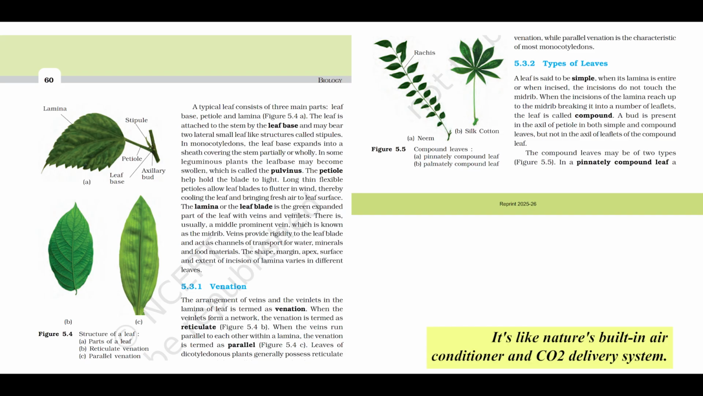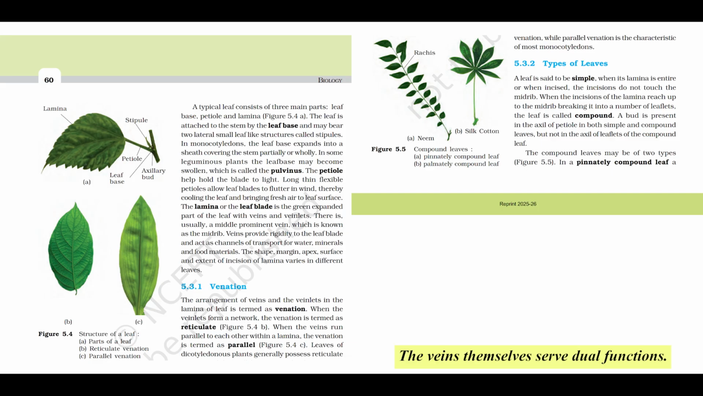It's like nature's built-in air conditioner and CO2 delivery system. Clever design. And the main part of the leaf. Finally, we have the lamina, also widely known as the leaf blade. This is the green, expanded, and typically the most prominent part of the leaf. It's crisscrossed by a network of veins and veinlets, almost like a miniature road map. Typically, there's a prominent central vein running through the lamina called the midrib.